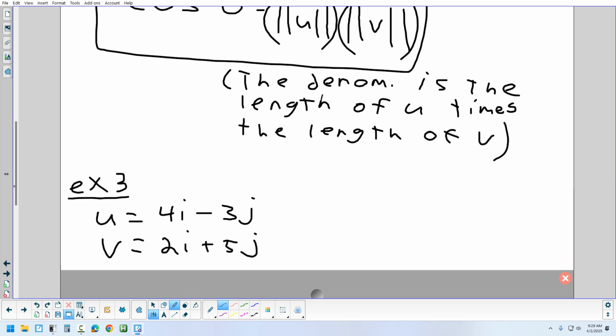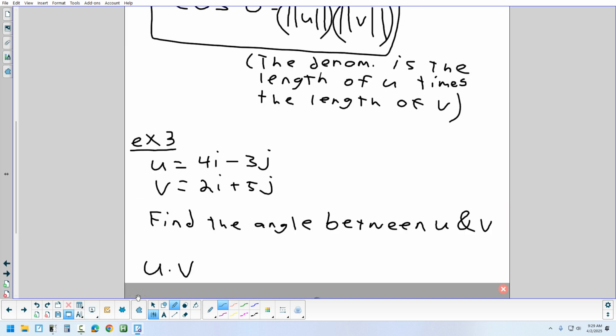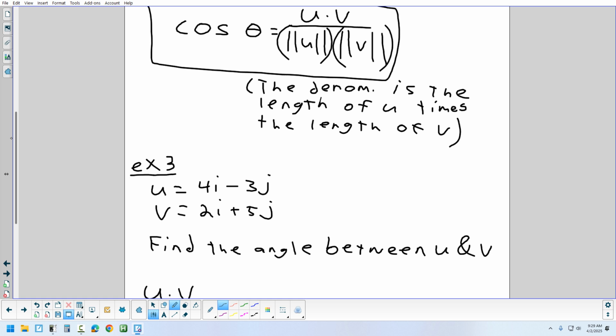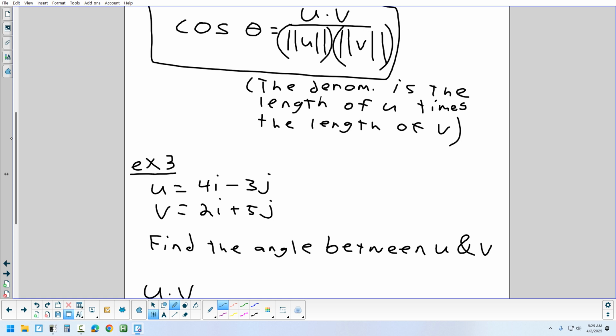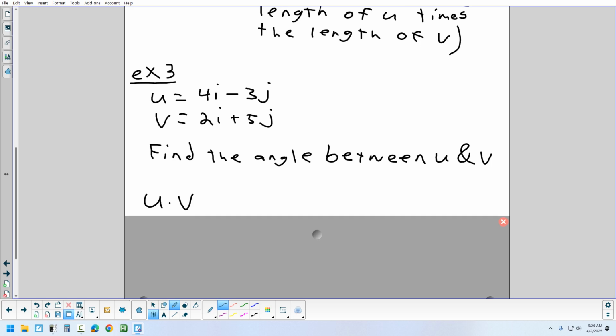So let's look at these two vectors and find the dot product. Find the angle. So a question like this in the homework, they may give it to you in 3 parts. They may say find the dot product in part A, find the magnitude of u and the magnitude of v in part B, and then find the angle in part C. Well, they're all related. You got to do one to do the other anyway. So, all right, let's start with our dot product.